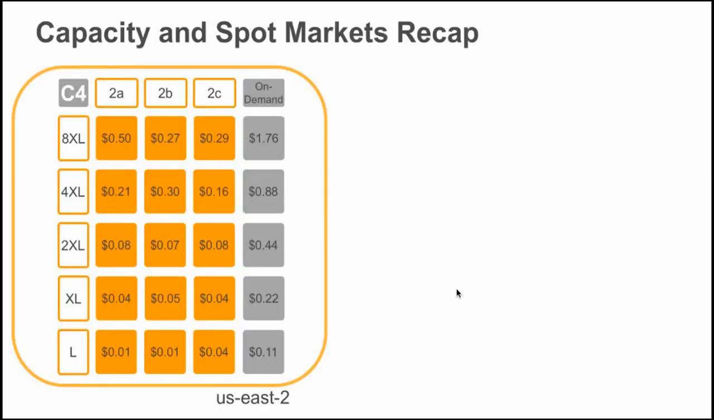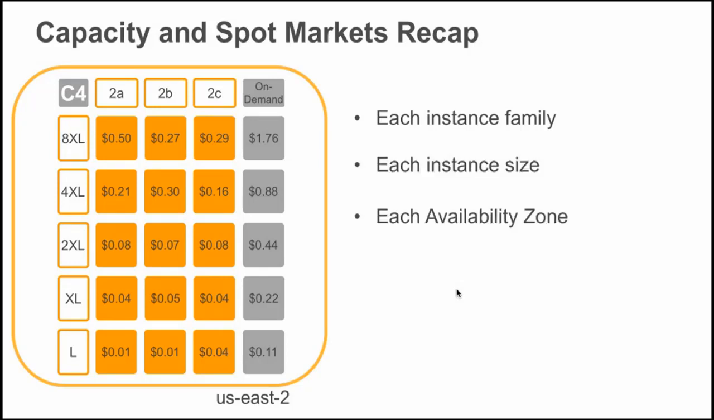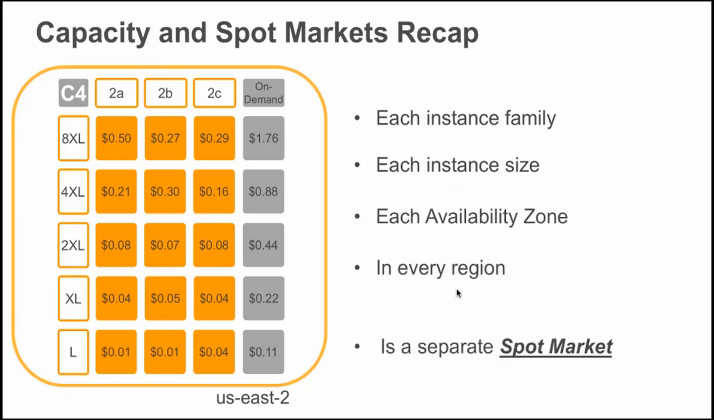So here's another view of what this looks like. If I take the C4 instance family, for example, that's a separate spot market in itself, right? But not only that, each instance size within that, each availability zone in every single region is a separate spot market. So what does that mean? C4 2XL in availability zone US East 2A is a separate spot market from C4 2XL in US East 2B.